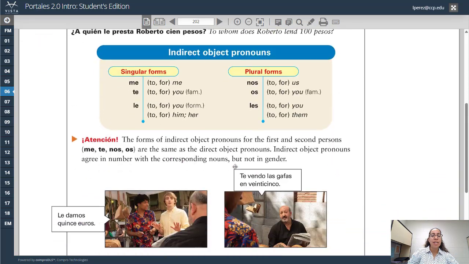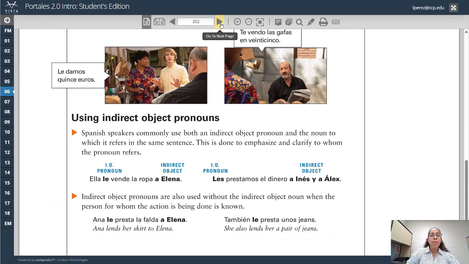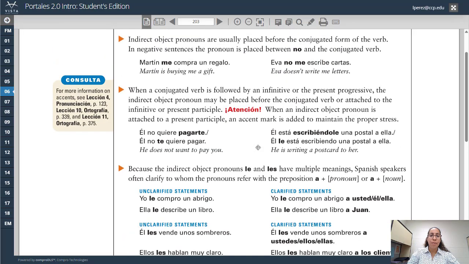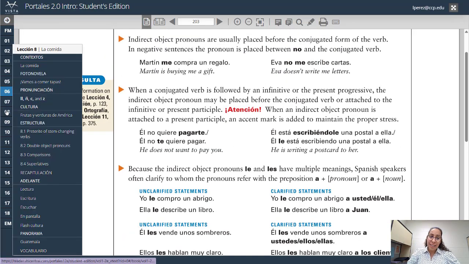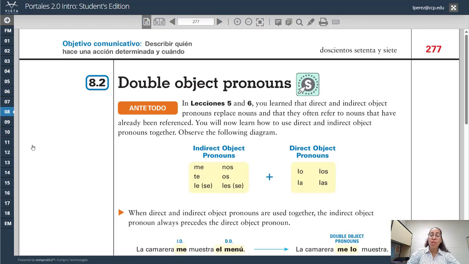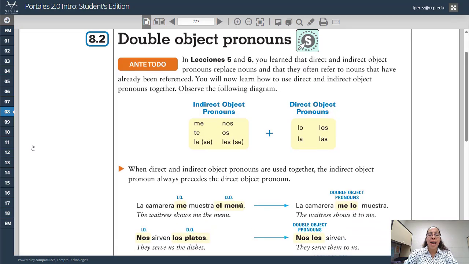Again, you can find this information on 6.2 and the following page 203. Our lesson today picks up assuming that we understand that. So that's why I referenced maybe you need to go refresh. Remembering that although they all start the same, like me, te, nos, and os, where they're different is in your third person. We have le and les for indirect object pronouns, and then for our direct object pronouns, lo, la, los, and las. Now let me explain this little chart.